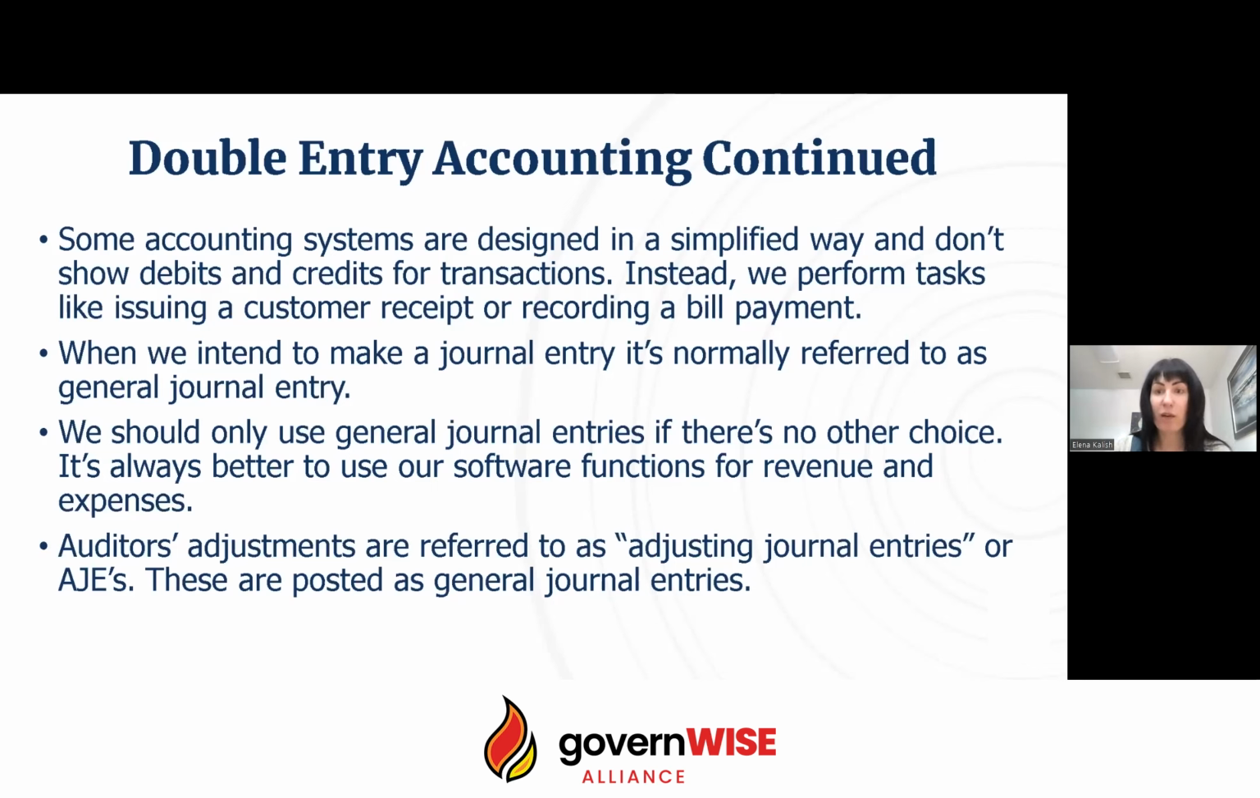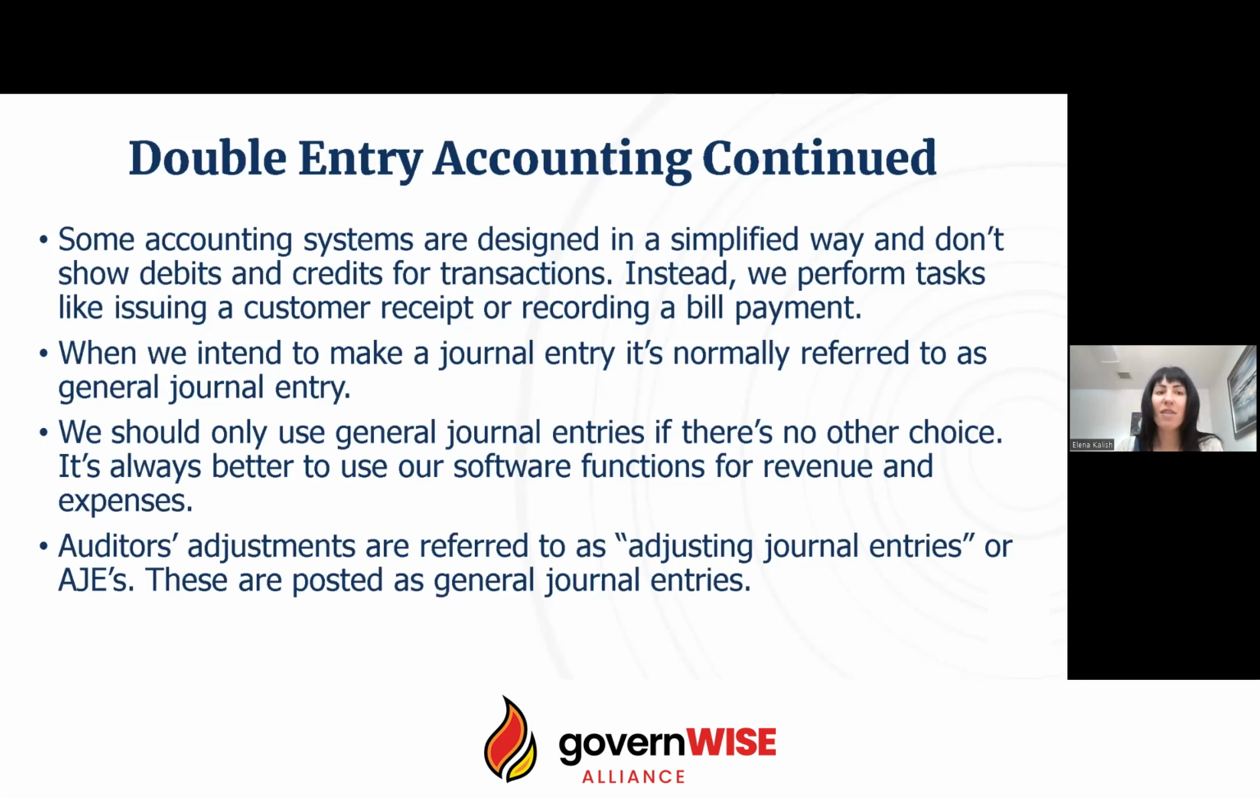Again, if your software such as Sage 50 or QuickBooks has other functionality, other tasks, right? It's always better to use our software functions for revenue and expenses. Why is that? Well, because your software already knows debits and credits. There's no mistakes, it posted correctly, right?